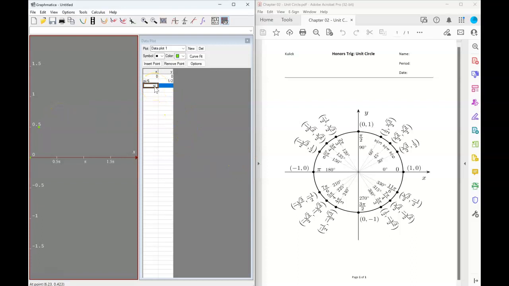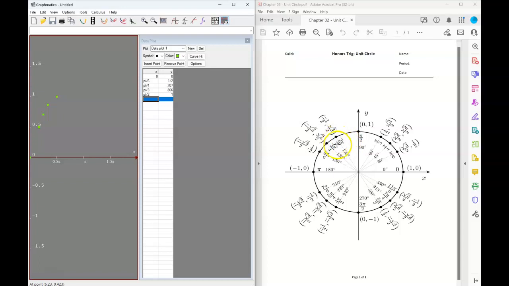The next one is pi over 4, and sine of pi over 4 is square root 2 over 2, which as a decimal is basically 0.707. The next point is pi over 3 and square root 3 over 2, which is approximately 0.866. Then we have pi over 2, and the sine of that is 1. We're just graphing points on our sine function right now, taking the unit circle and getting the points for the sine function.